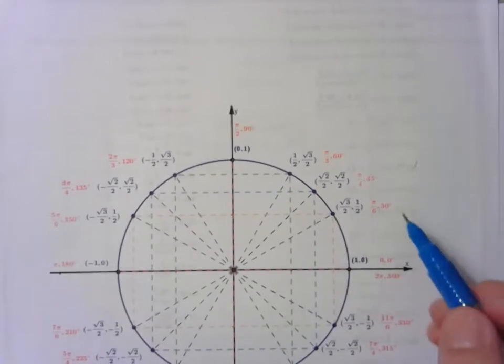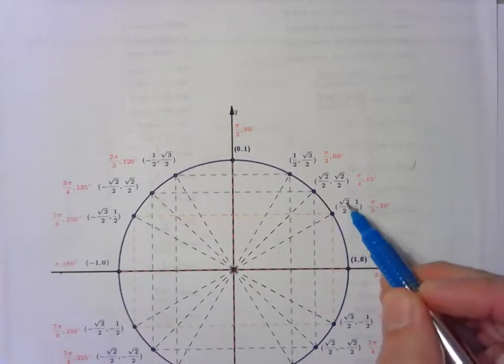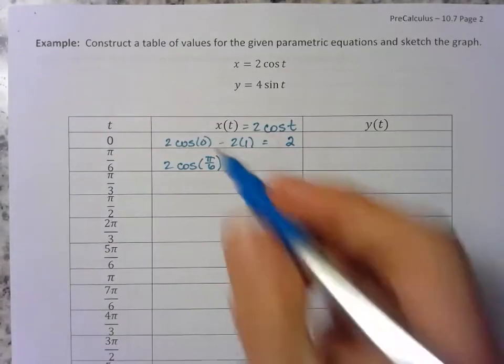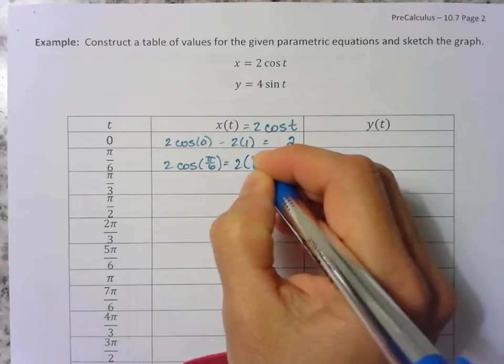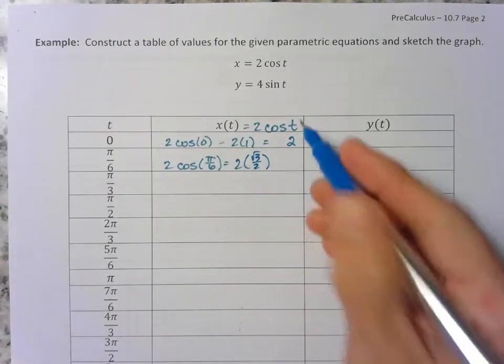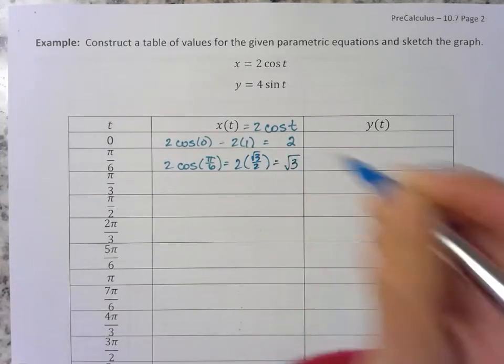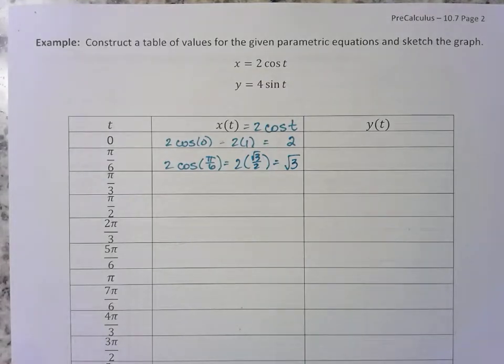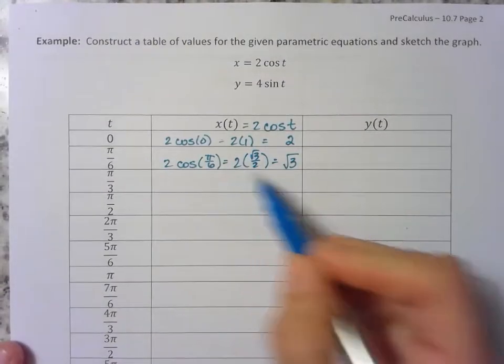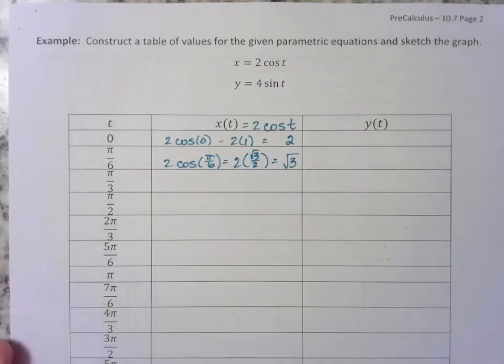Pi over 6 is our 30-degree mark. Cosine of pi over 6 is the square root of 3 over 2. So we have 2 times the square root of 3 over 2. The 2's will reduce to 1, leaving us with the square root of 3. So we're going to use that process, going through, substituting these in for t, getting cosine off of our unit circle, multiplying it by 2, and we'll get our value.